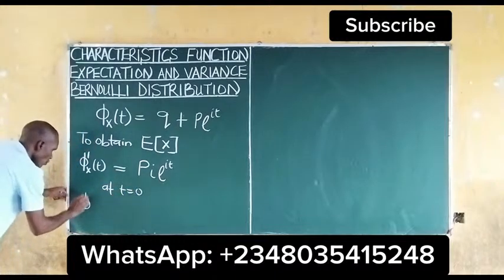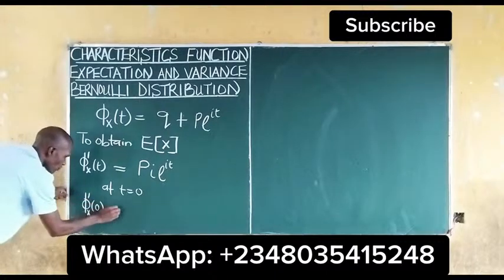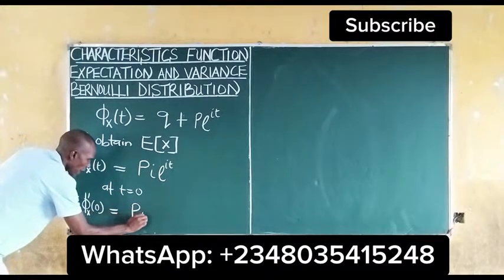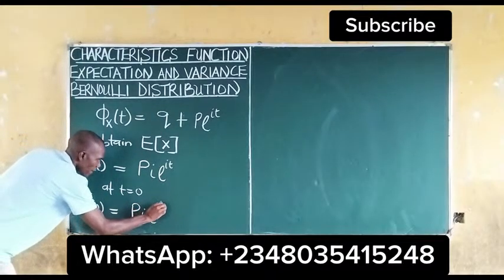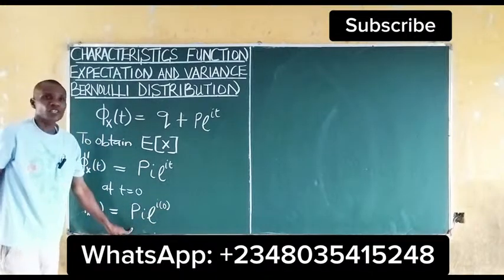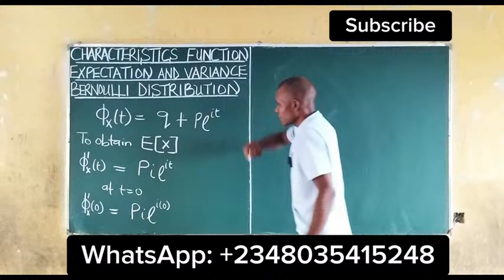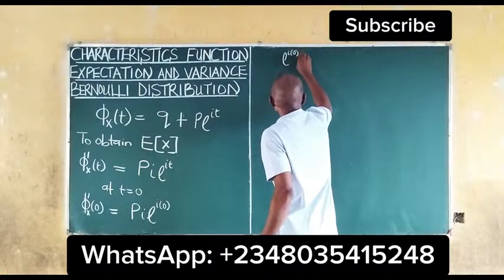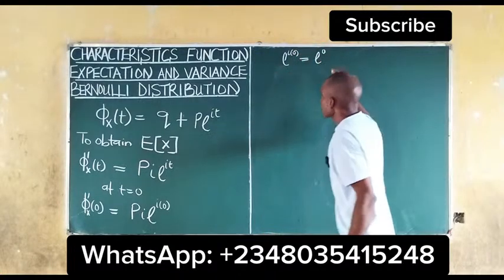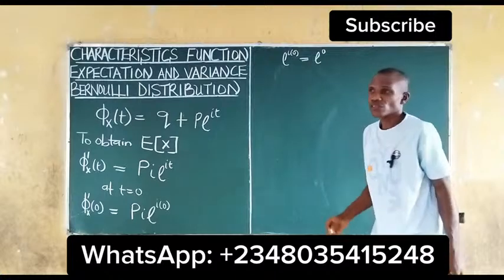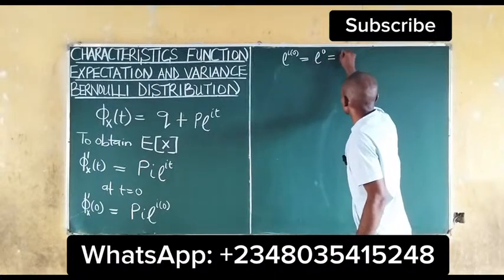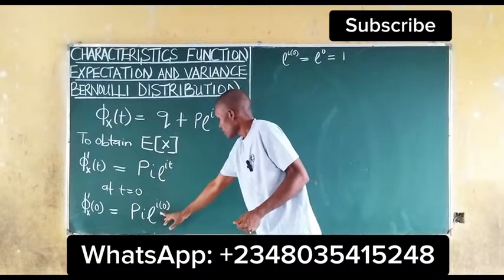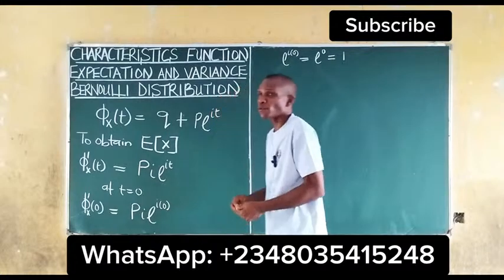At t equal to 0, it means anywhere we see t, we put 0. So we have p i e^(i0). Of course, from indices, we note that e^(i0) is equal to e^0, and anything raised to the power of 0 is equal to 1. It means anywhere we see e^(i0), we can put 1 there.